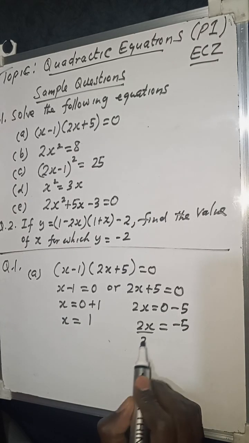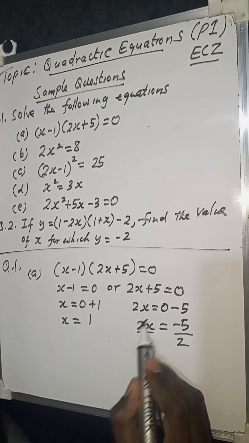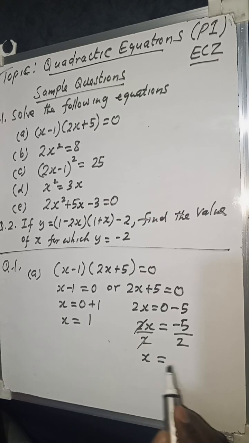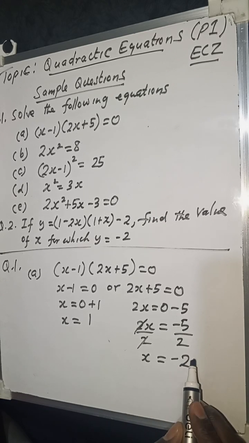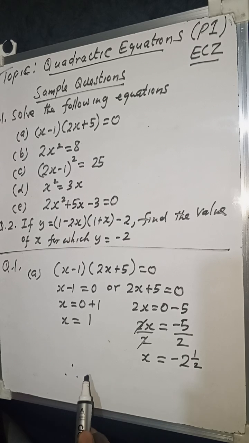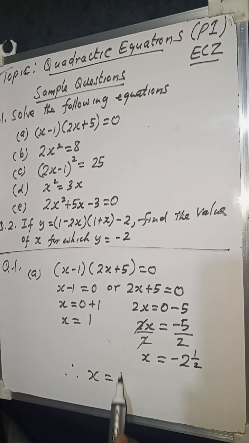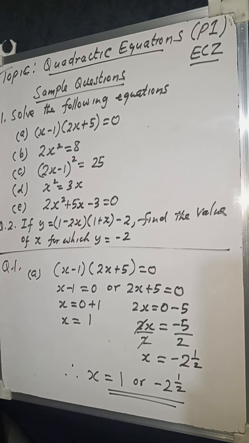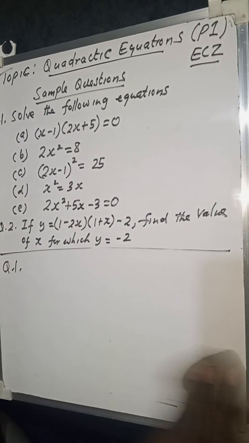How do I find x? I divide: what I do this side, I do the other side. So x is equal to negative 5 over 2, that would be negative 2, remainder 1 over 2. So therefore, we can conclude x is equal to 1, or x can be negative 2 and a half. These are the solutions to this equation that they have given us. Let's move on and show you some more practice questions as we look at the B part.